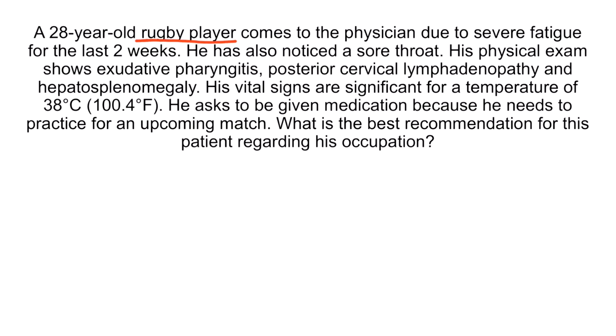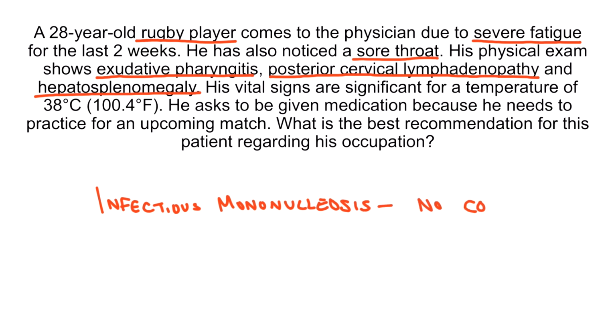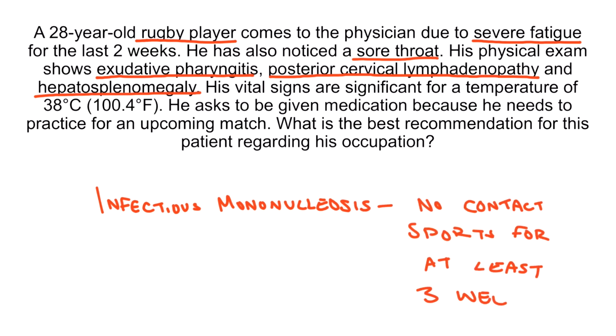This rugby player presents with severe fatigue, sore throat due to exudative pharyngitis, posterior cervical lymphadenopathy, and hepatosplenomegaly. This is a classic presentation for infectious mononucleosis. Although he's a rugby player, he needs to refrain from any contact sports, including rugby, for at least 3 weeks in order to avoid traumatic splenic rupture.